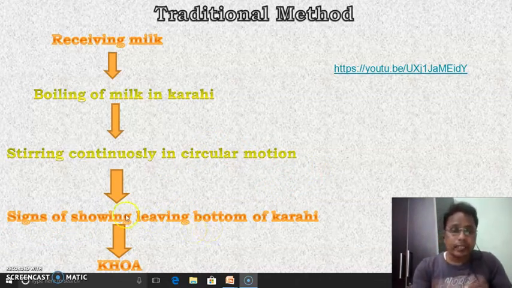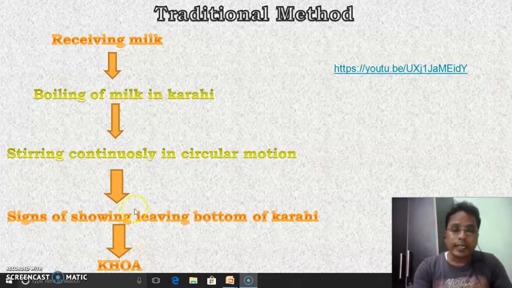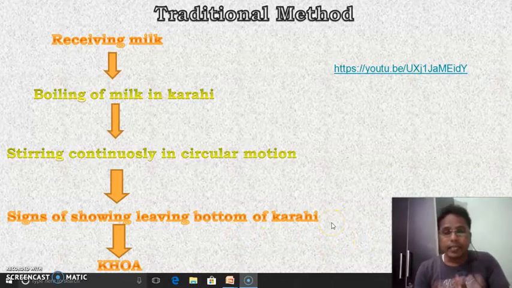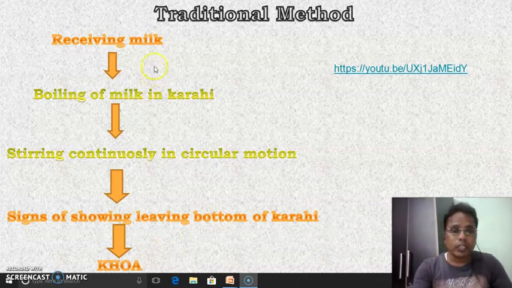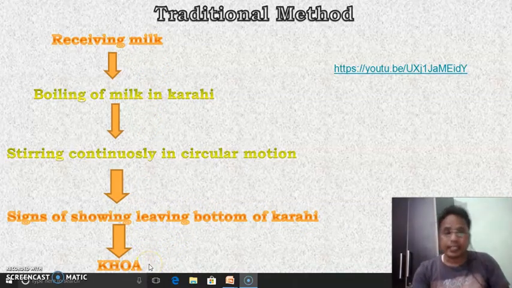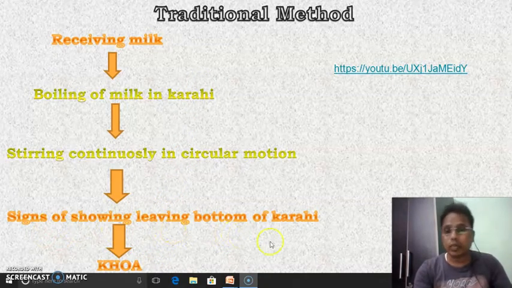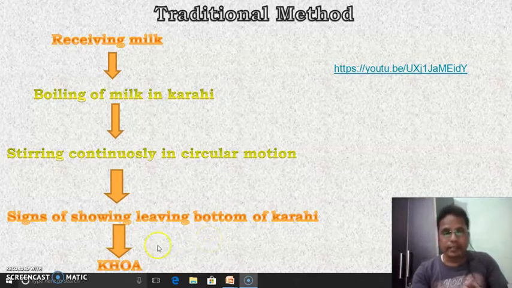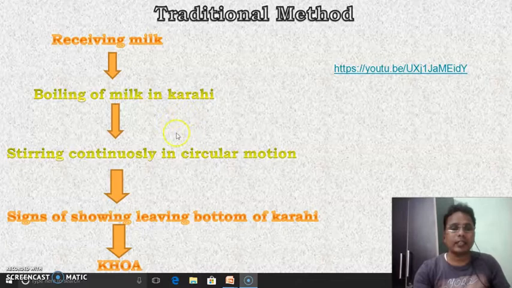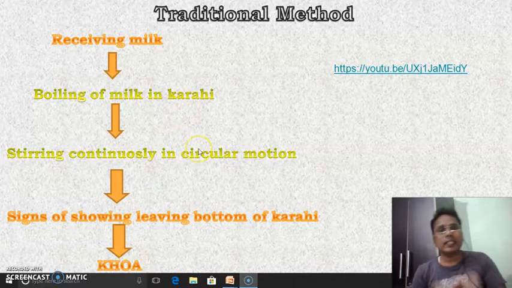And the last stage of the khoa is that it shows the signs of leaving the karai. When it shows the signs of leaving the karai, we can say that now the khoa is ready to take outside the karai. So this is the last stage of showing the leaving of the bottom of the karai, and after this the heating is stopped, and the final product which is obtained in the karai is the khoa. So this is the traditional way of preparation of the khoa.